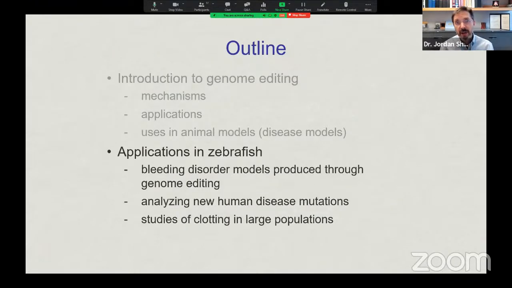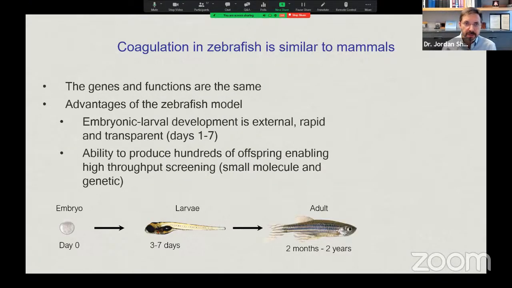So now I'm going to switch gears. I've talked to you about genome editing. I'm going to tell you how we apply this in zebrafish. So first I want to introduce coagulation in zebrafish because you might wonder why we're using a fish. Well, a fish is a vertebrate like mice and humans are, and coagulation is very similar to mammals. If we look at the genome, the whole genome of fish has been sequenced, and they have the same genes, and the functions are similar.